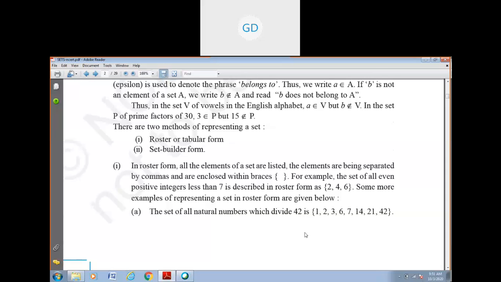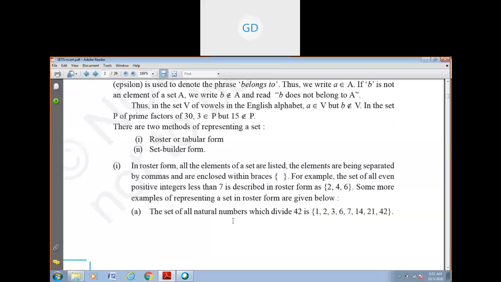Here, we just need to write the elements within second brackets. Second brackets are strictly essential. No other brackets are allowed to write the elements of a set. So if within second brackets we write elements using commas, that is the representation of a set in tabular or roster form.